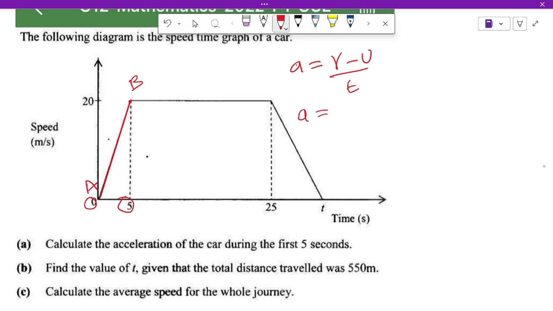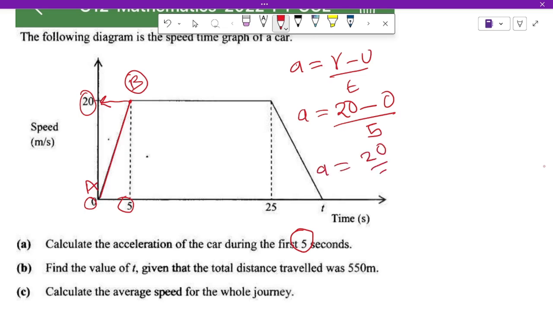So acceleration will be equal to final, which is where it ended. It ended at B, so we check what's the value there. It's 20. So final is 20. It started from rest, so our initial is 0. What is the time indicated? First 5 seconds. So time is 5. So acceleration will be equal to 20 divided by 5, giving us a as 4 meters per second squared. And we are done. We go to the next one.